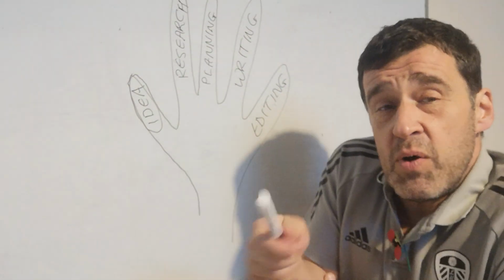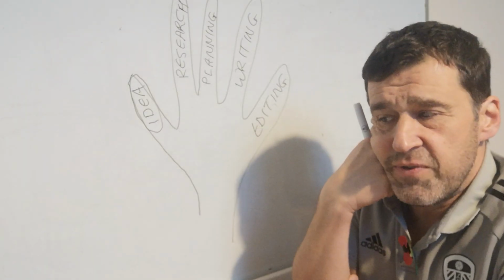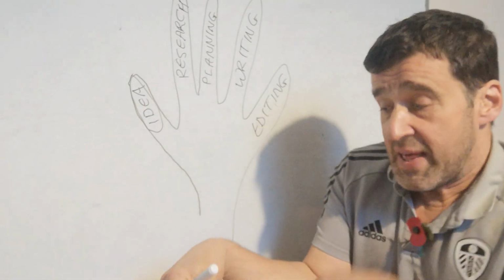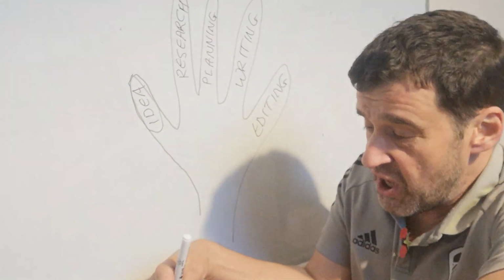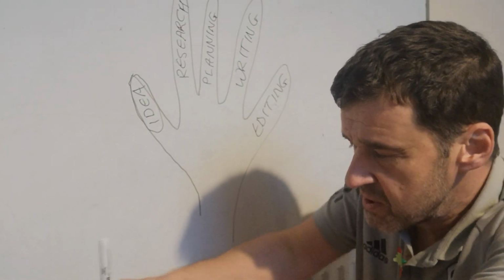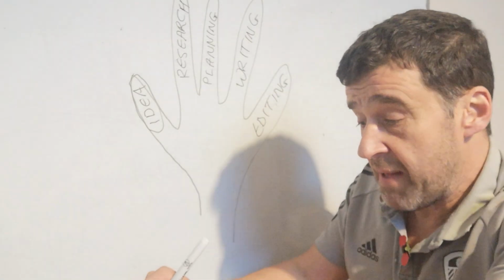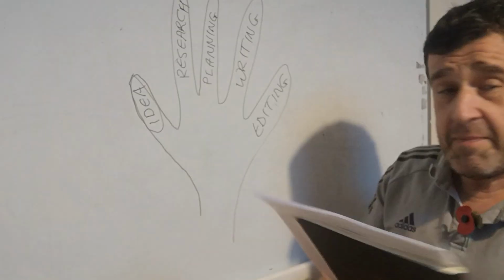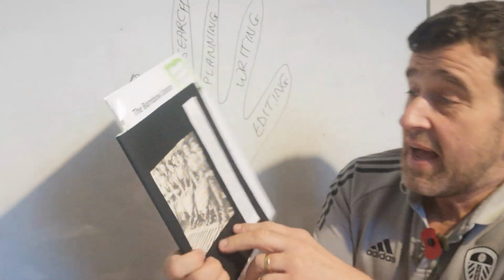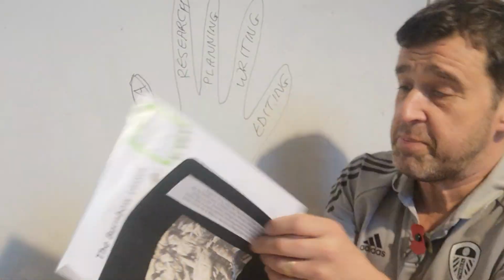So I've got my idea about what I want to write a story about, but I really don't know what to do. I need to find stuff out. So what I do then is I do lots of research. I wanted to show you something. Here it is. So what I did was I did lots of reading. I read loads of books, and I found photographs on the Leodis website.